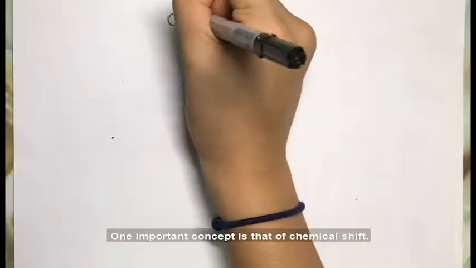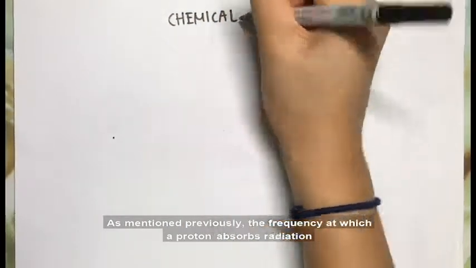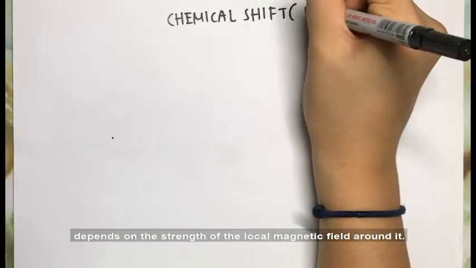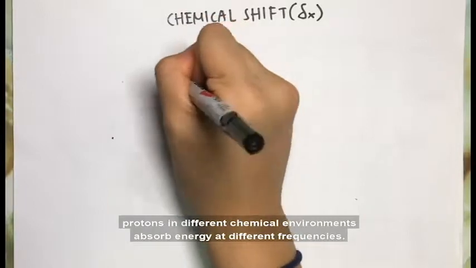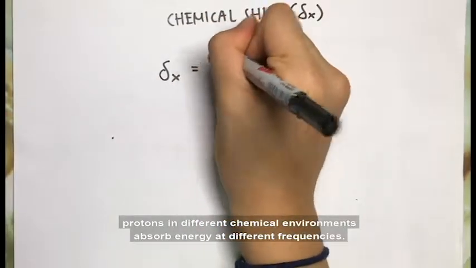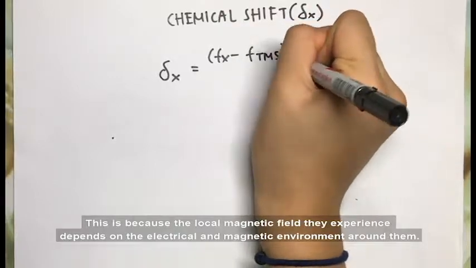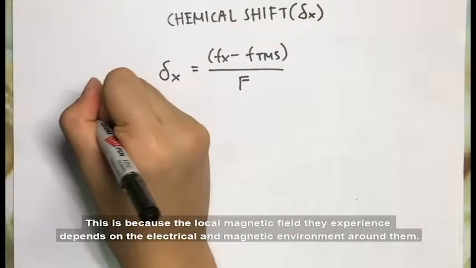One important concept is that of chemical shift. As mentioned previously, the frequency at which a proton absorbs radiation depends on the strength of the local magnetic field around it. Even in a constant external field, protons in different chemical environments absorb energy at different frequencies. This is because the local magnetic field they experience depends on the electrical and magnetic environment around them.